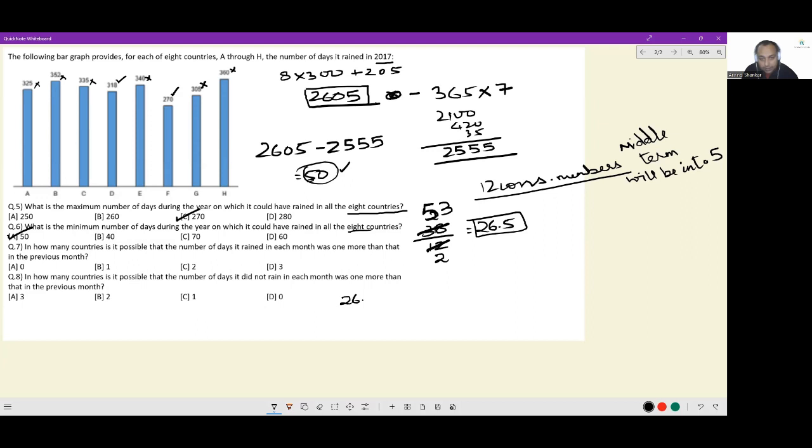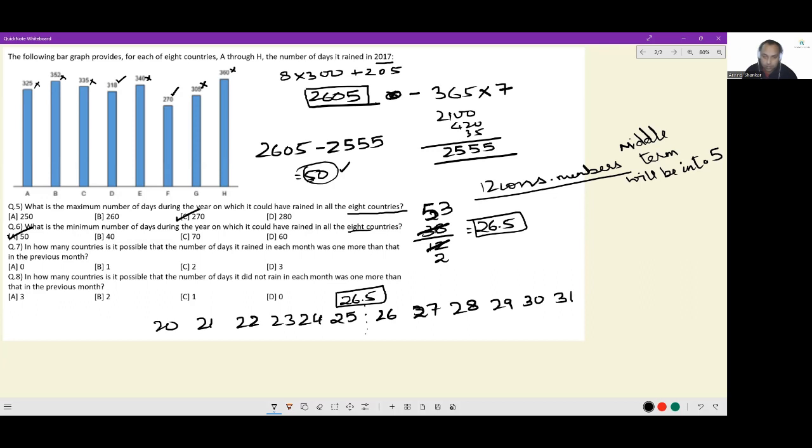Now, if 26.5 is the average that I'm getting, then the number of days, the series will be something like this. 12 days I need. So 6 terms backwards: 23, 22, 21, and 20. 1, 2, 3, 4, 5, 6. And then I would have 27, 28, 29, 30, and 31.